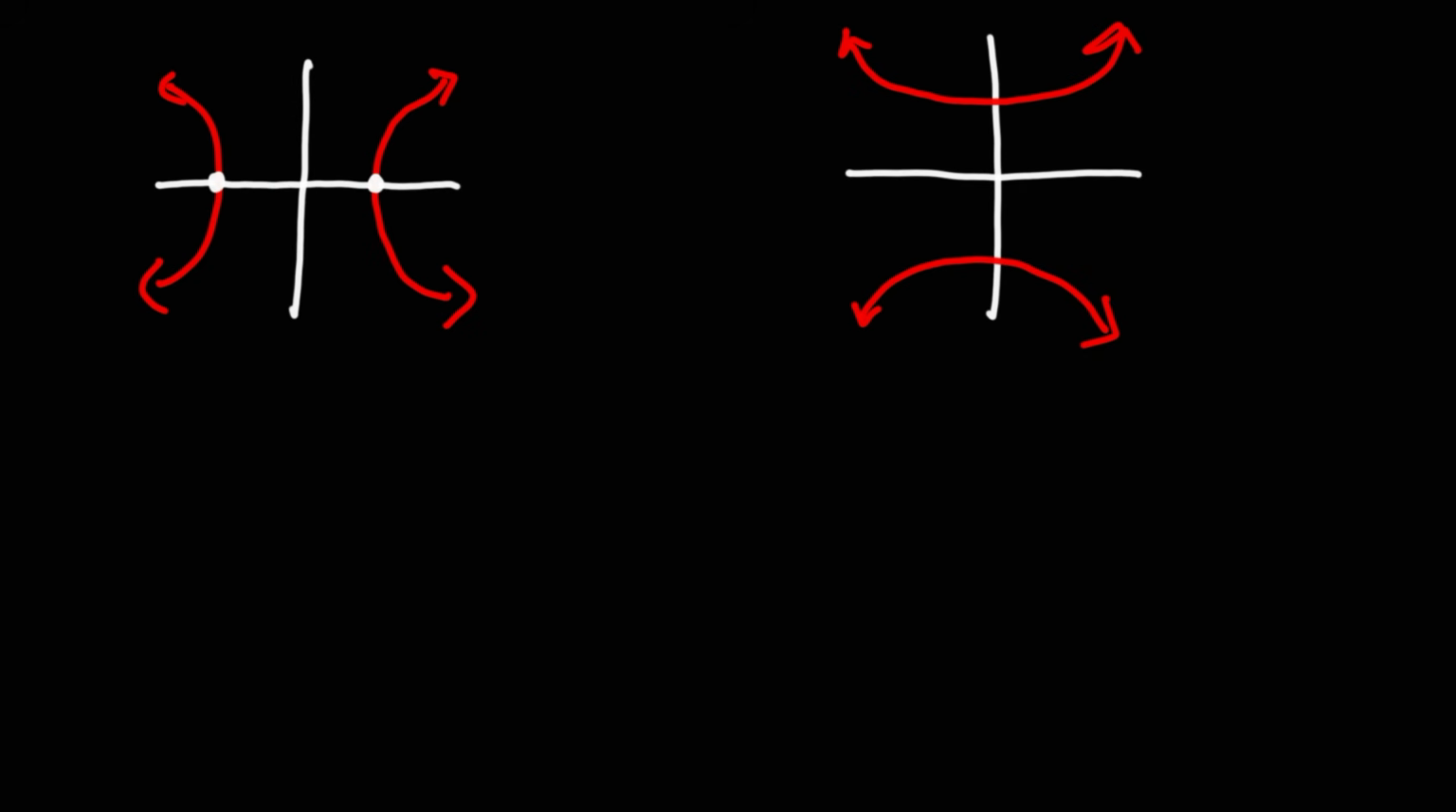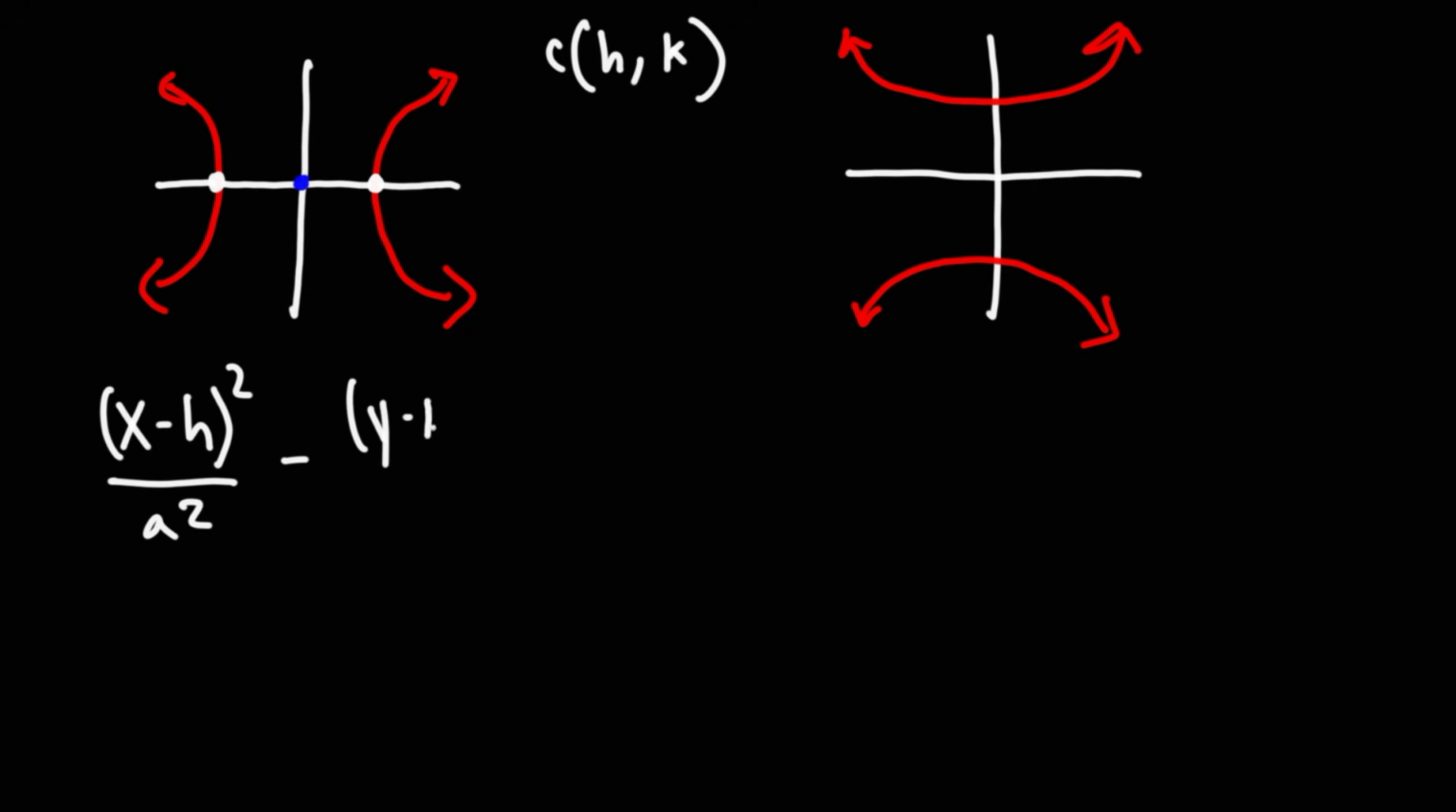So these points here represent the vertices. We have two vertices, and the coordinates of the vertices, well, we'll talk about how to get that soon, but the center of the hyperbola is h comma k, which in this case is going to be right in the middle. Now the equation for the hyperbola on the left is (x minus h) squared over a squared minus (y minus k) squared over b squared is equal to 1.